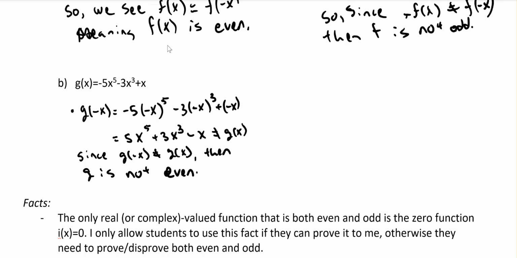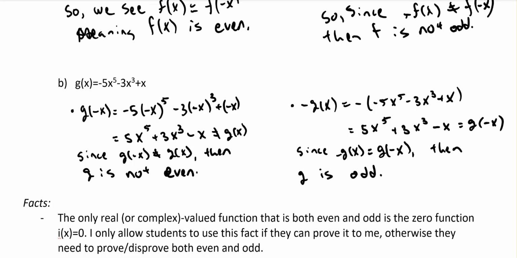After that, you hopefully came up with this work. So when I do negative g of x, I end up getting the same function I got over here when I replaced x with negative x on the even side. So since negative g of x is equal to g of negative x, then g is odd. So here's an example of why I say always check even first, because you can use that work in checking odd. So don't just go straight for odd.